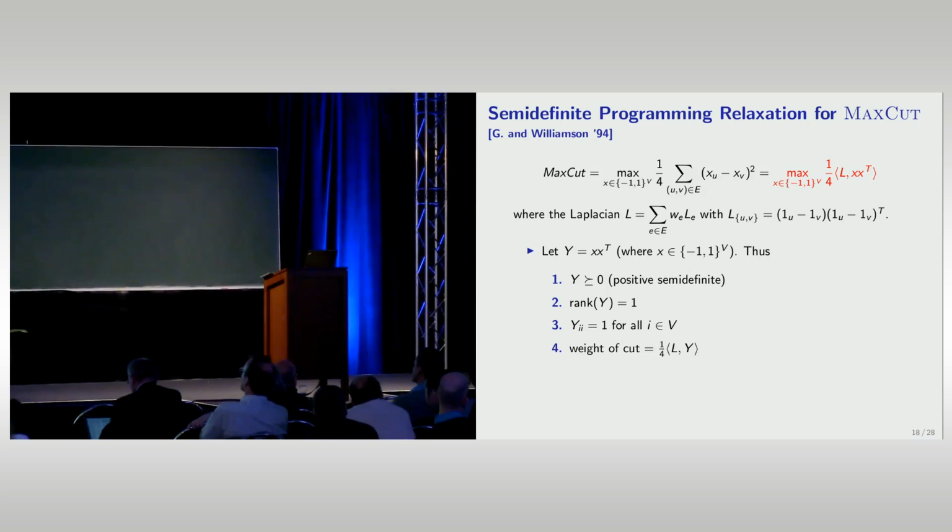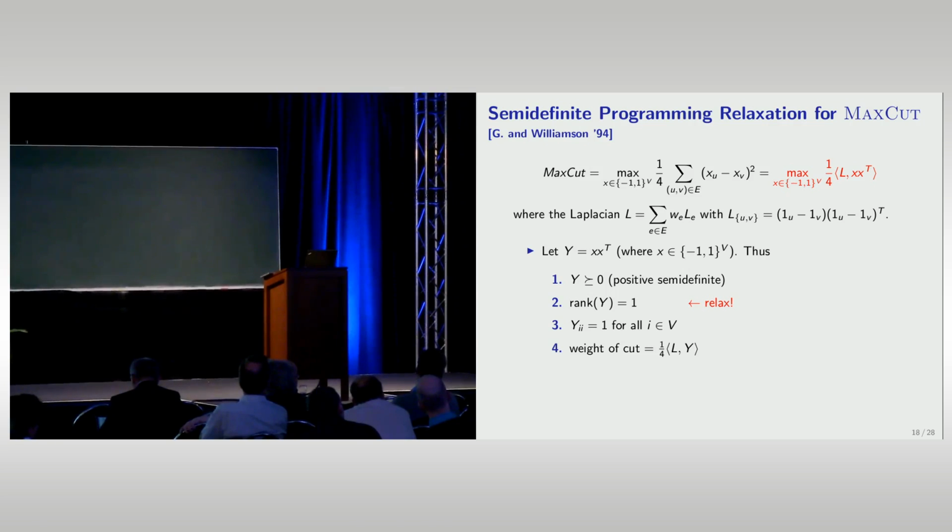is positive semi-definite. The rank is 1, obviously. The diagonal elements are all 1. And the weight is a linear functional of that Y. So good, linear is good. This is good too, because that's convex. The cone of positive semi-definite matrices is convex too, so that's good. The only thing that's bad is the rank being 1. That's a non-convex constraint.